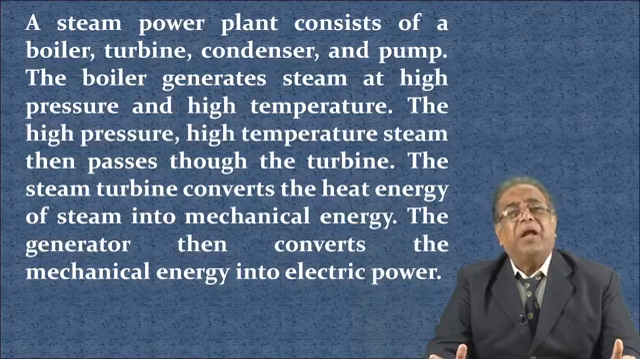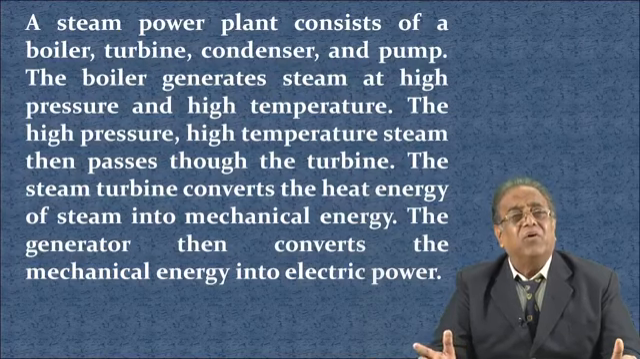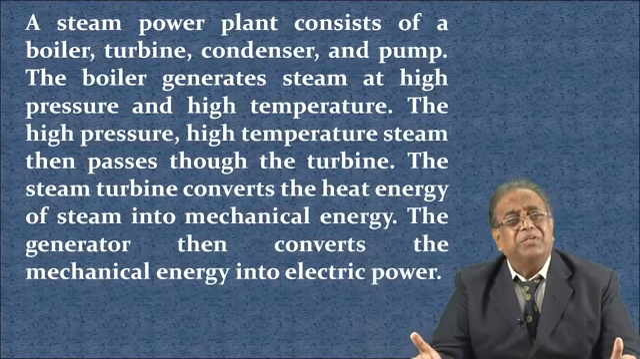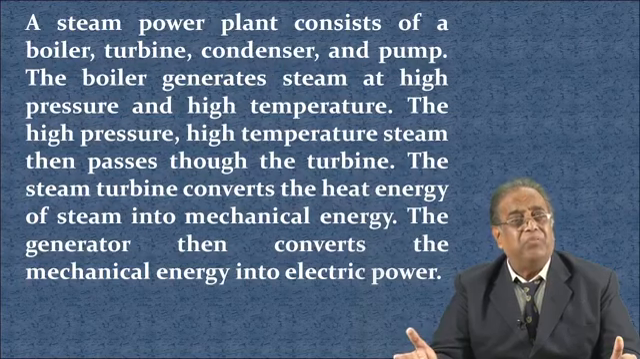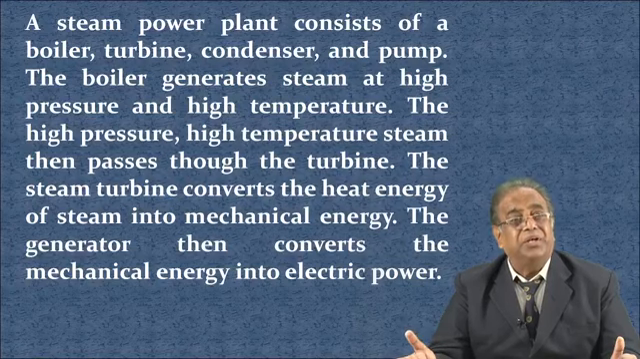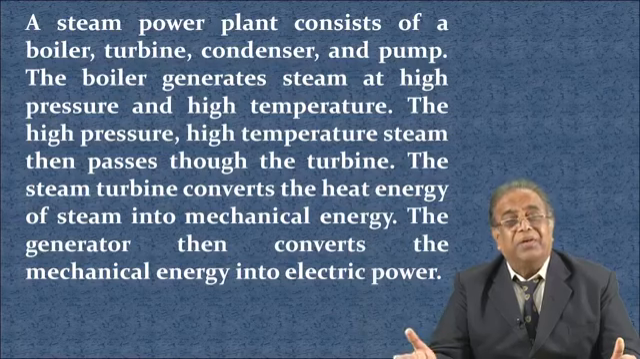A steam power plant consists of four important components. They are boiler, turbine, condenser, and pump. The boiler generates steam at high pressure and high temperature. The high pressure, high temperature steam then passes through the turbine. The steam turbine converts the heat energy of steam into mechanical energy. The generator then converts the mechanical energy into electric power.